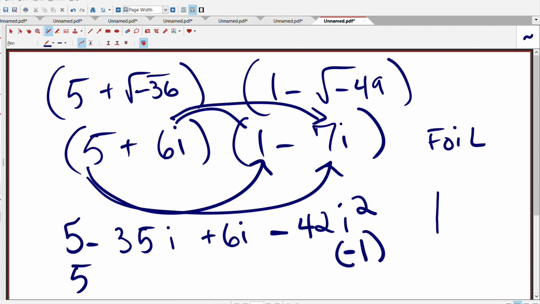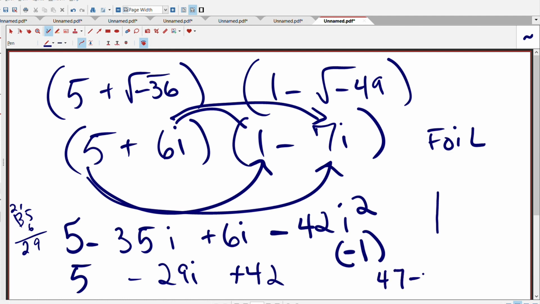So the signs are the same. No, I'm sorry. The signs are not the same, so you're going to subtract. And again, if you have no calculator in this section, you would have to remember how to do this, which you probably haven't done in a while. You just subtract and keep the sign of the larger, which is the negative. And then negative 42 times negative 1 becomes positive 42. So the final answer is 47 minus 29i.